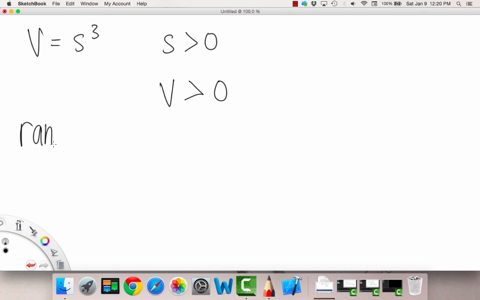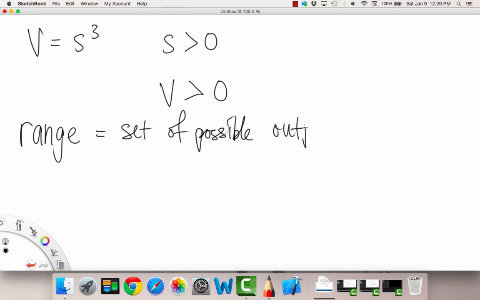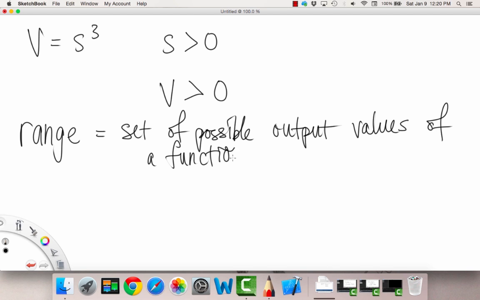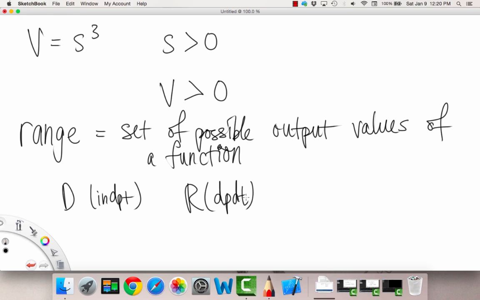This defines what's called our range. Let me show you what that means. Conversely, the range is the set of possible output values of a function. This has to do with the dependent variable, which in this case is volume, or V. The important thing to note is that domain corresponds to the independent variable, and range corresponds to what the dependent variable can be.